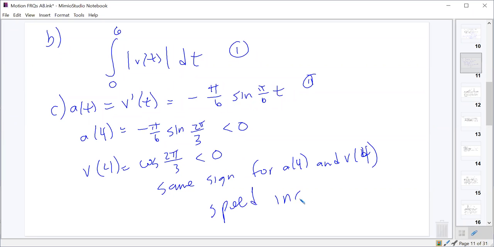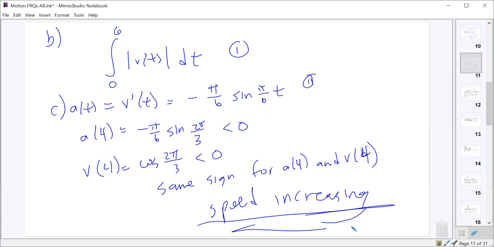Any questions there on part C? How many points was that? So like I said, 1 point for the acceleration up there, 2 points for the rest of this. Speed is increasing and the reasoning for it. And the reasoning for it includes all of this. I mean, showing a of 4 is negative, showing v of 4 is negative, and then same sign, speed increasing.